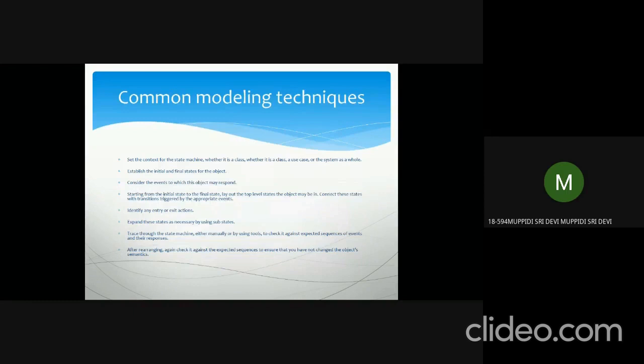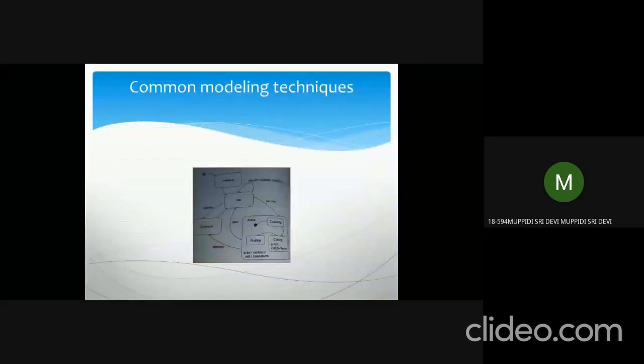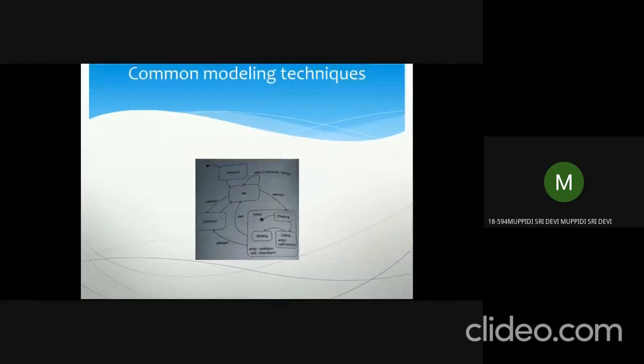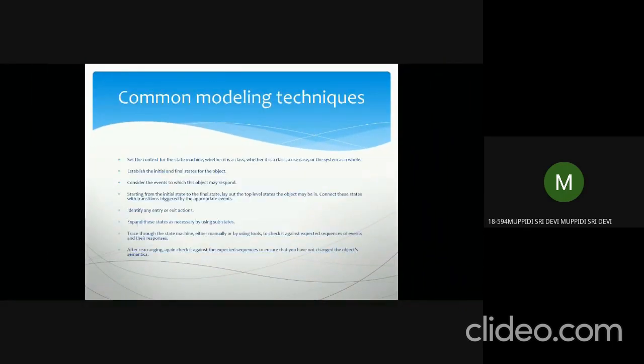So, common modeling techniques. These are the techniques we have to follow for modeling the lifetime of an object. A state machine is generally used for modeling the lifetime of an object, as I told you now. To model the lifetime of an object, what are the things required?